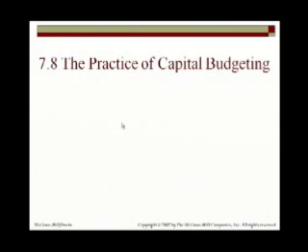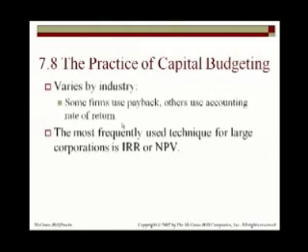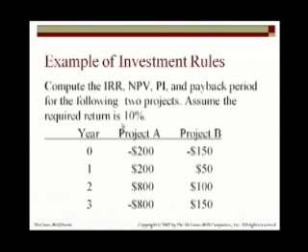Now, what do people actually use? Well, it varies by industry. Some firms use payback, others use accounting rates of return. However, by far, the most frequently used techniques by large corporations are internal rate of return and net present value. And I would argue that if you're going to use internal rate of return for capital budgeting, you need to be very, very careful. Here's an example of two projects.